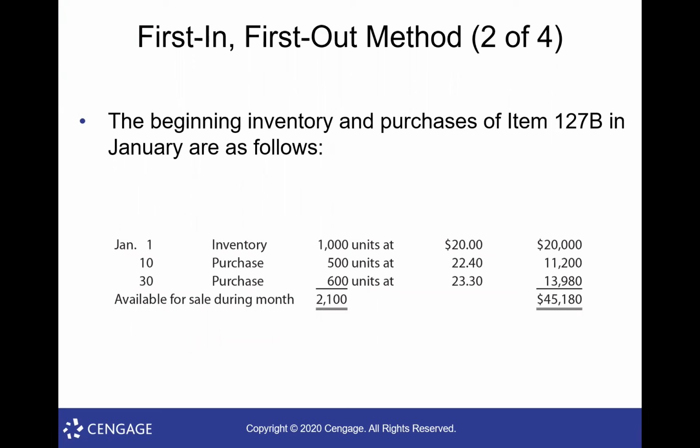We see that this is again the same exact example. They had 1,000 units of inventory that cost them $20 at the beginning of the period. They made a purchase of 500 at 22.40 on the 10th, and another purchase of 600 units at 23.30 on the 30th. So what we like to do is add this up and say, we had 2,100 units available for sale during the month, and the total cost of goods available for sale was 45,180. So this is how we deal with this in a periodic system.